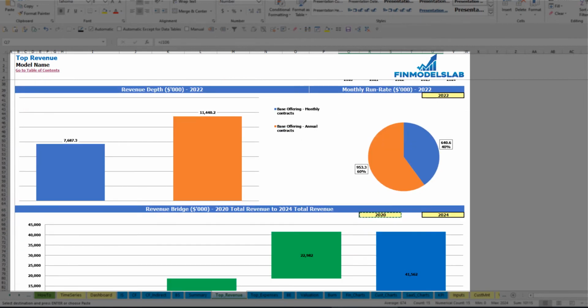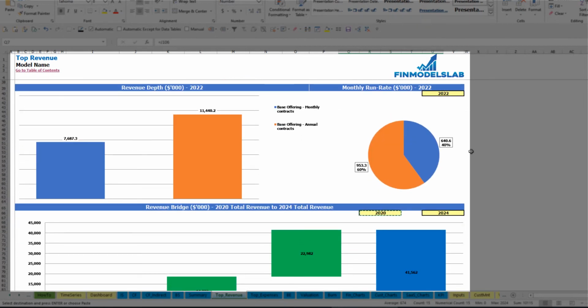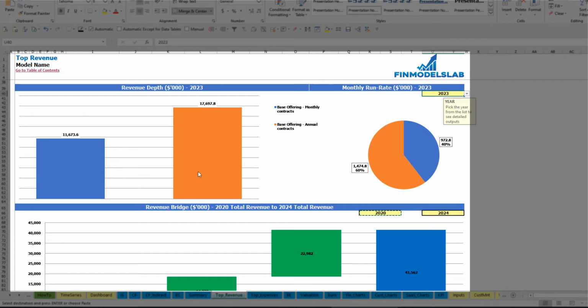In the next set of charts, you may see the revenue debt and monthly run rate broken down by monthly contracts and annual contracts. You can also see the information for a particular year by clicking on this selector, for example 2023, and here you can see the absolute values breakdown, and on the pie chart you may see the percentage allocation.